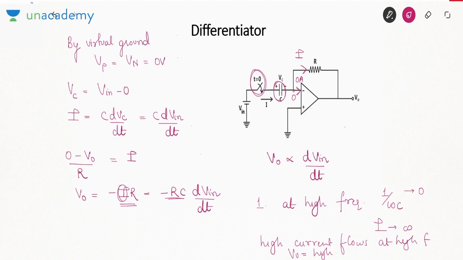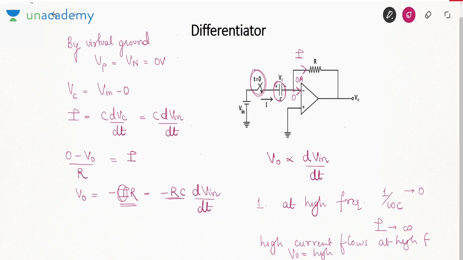Now think one thing. If I ask you one question, where can we see high frequency? Remember, most of the high frequency signals are noise signals. Noise always has high frequency, and that is what I mean to say here. V0 will be very high for noise.